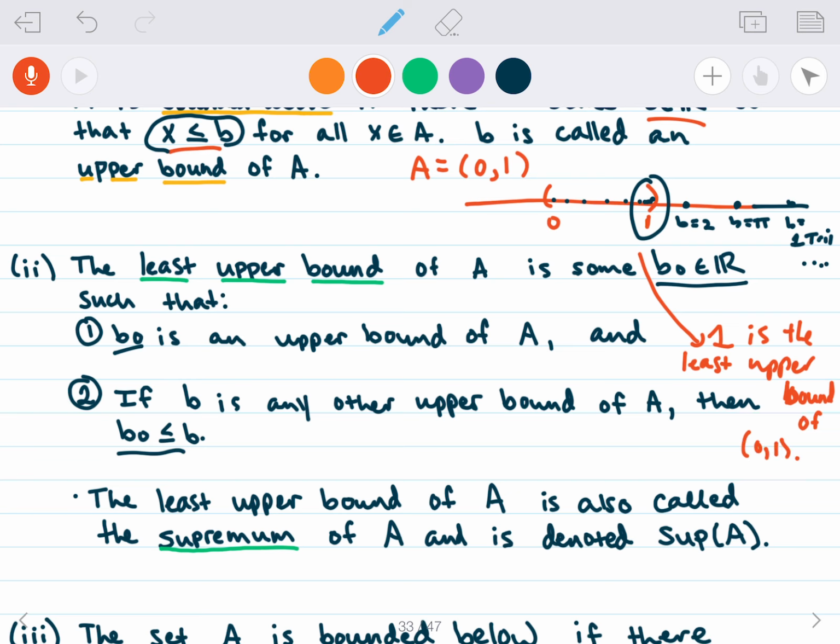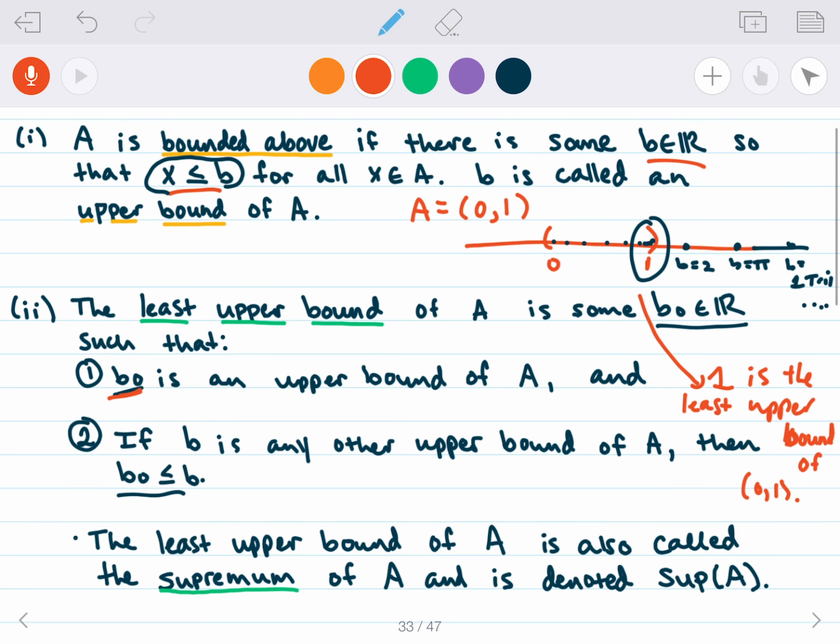Okay, why is this? Well, 1 is certainly an upper bound. We argued that in part 1, right? Everything in the set is smaller than or equal to 1, specifically smaller than 1. And if you have any other upper bound of A, then 1 is going to be less than or equal to it. So if we look at our picture here, 2 is an upper bound, pi is an upper bound, 1 trillion is an upper bound. 1 is always going to be less than or equal to all of those upper bounds. Okay, so that's the idea here.